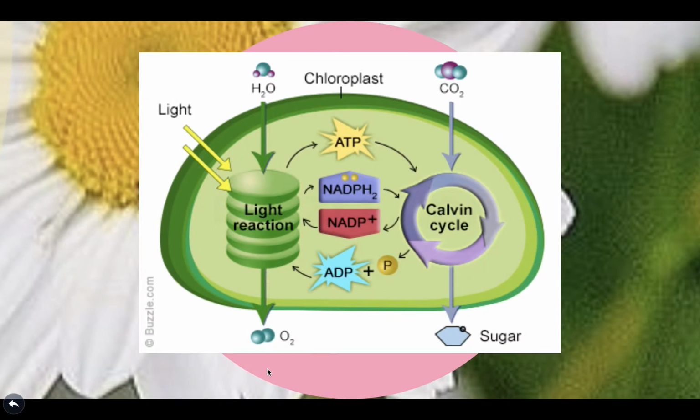Photosynthesis consists of 2 types of reactions, light reactions and dark reactions. The light reactions take place in the thylakoid, and the dark reactions take place in the stroma.